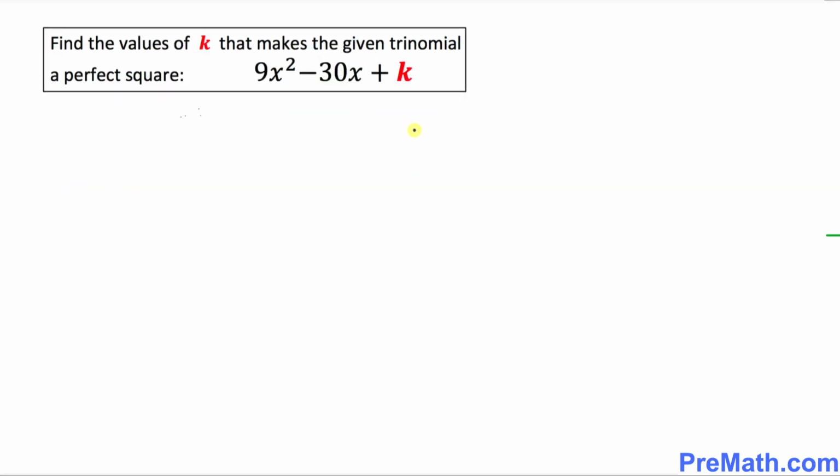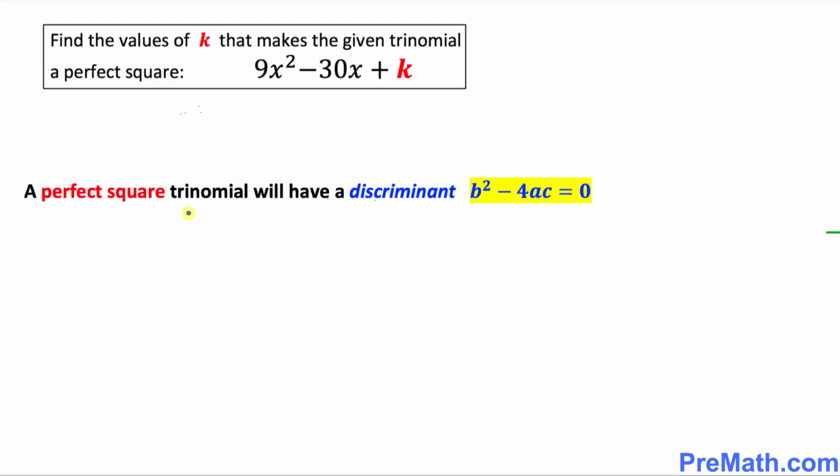And here is our next example, and we want to find the value of k such that this trinomial becomes a perfect square. And we know that a perfect square trinomial will always have a discriminant b squared minus 4ac equal to 0. Let's calculate this discriminant now.